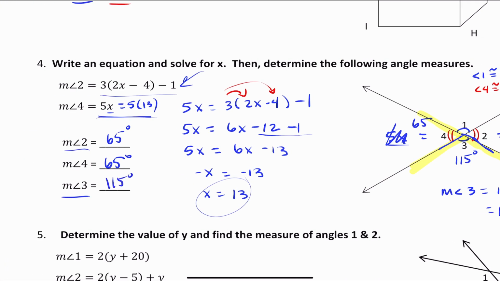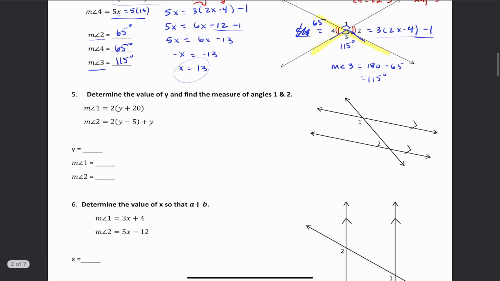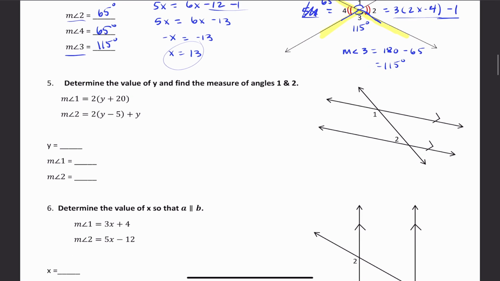How easy is that? That's just because you know your linear pair and vertical angles. If you know that, you're good. Number 5: determine the value of y and find the measure of angles 1 and 2.